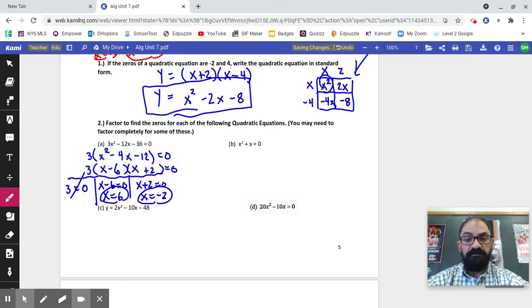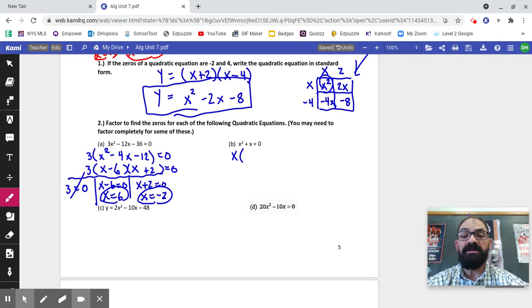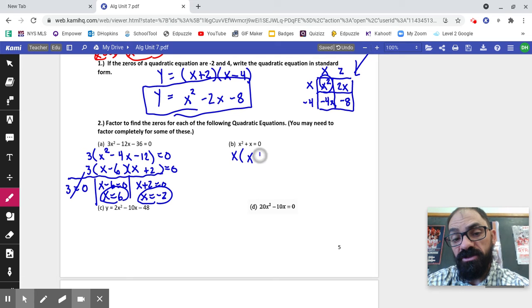B is tricky when we factor. It's not difficult, but we tend to make a mistake. We both know they both have an x, so let's factor out the x, and what's left is not just x. A lot of us only want to write the x, but remember, we have to distribute this and get our answer back. So x times x is x squared. Well, how do I get that x back? I have to show a 1 in there.